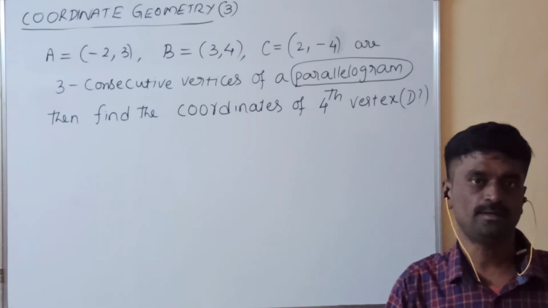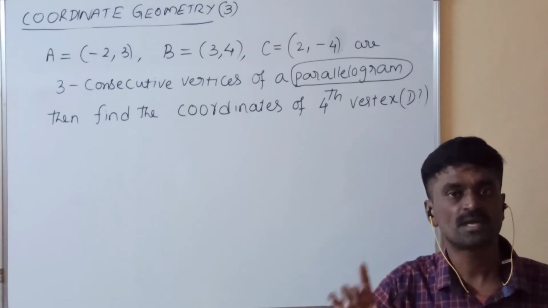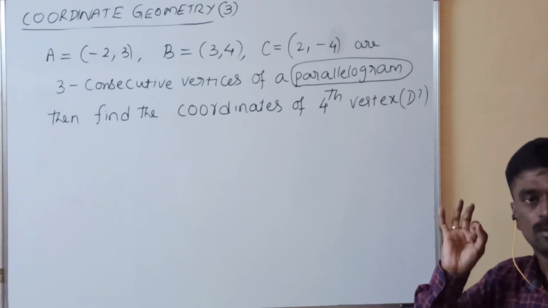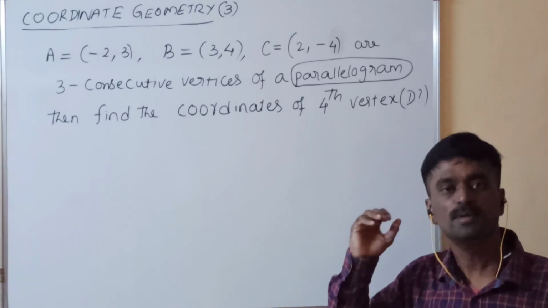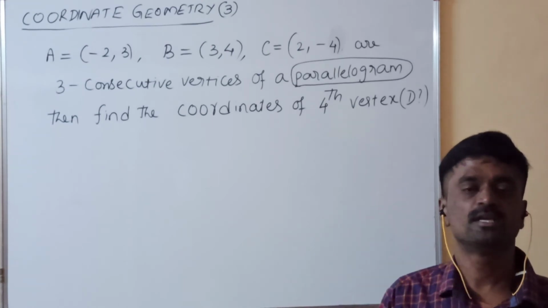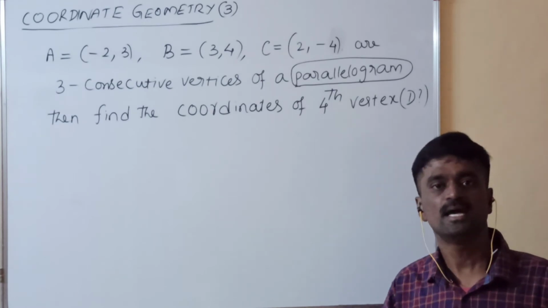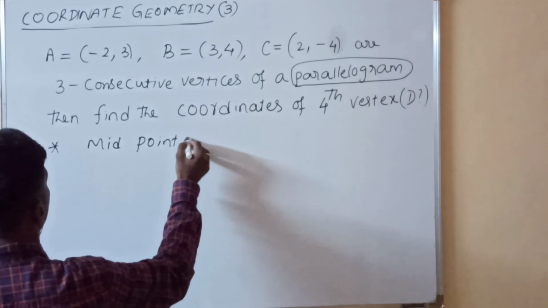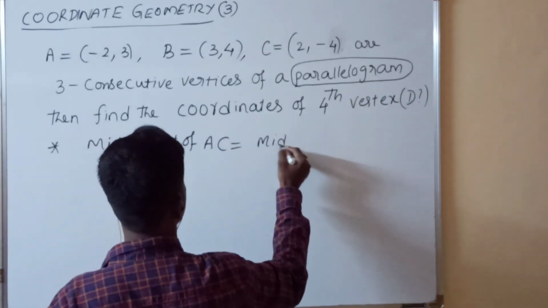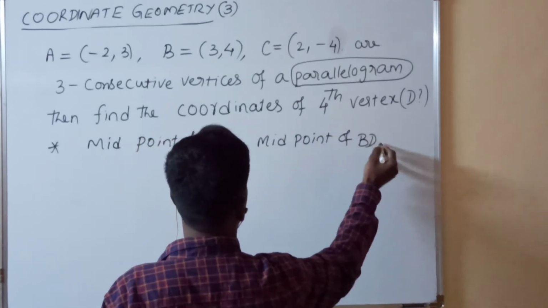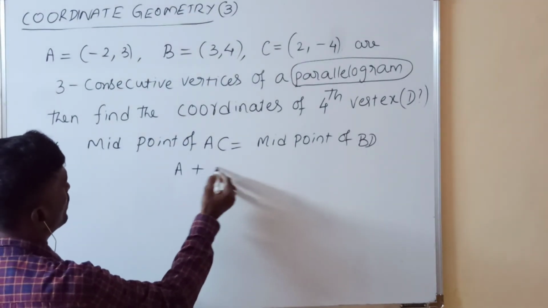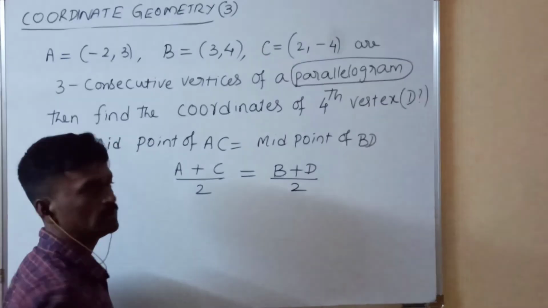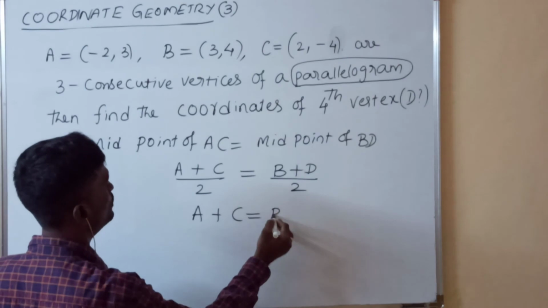Just use the fact that the diagonals of a parallelogram bisect each other. Using that fact, you can find the fourth vertex immediately. As the diagonals of a parallelogram bisect each other, the midpoints of the diagonals are the same. So if the given parallelogram is ABCD, what are the diagonals? AC and BD. So midpoint of AC is the same as midpoint of BD. Midpoint of AC is A plus C by 2. Midpoint of BD is B plus D by 2. So the 2 gets cancelled, and we get A plus C is equal to B plus D.